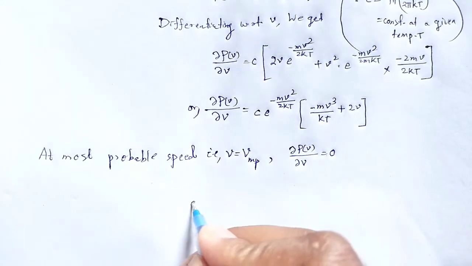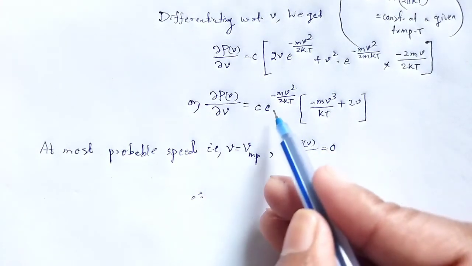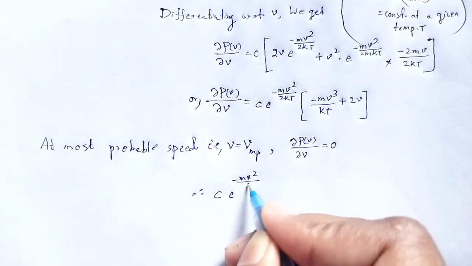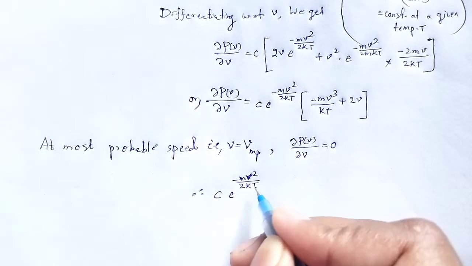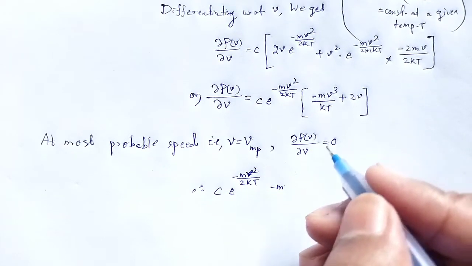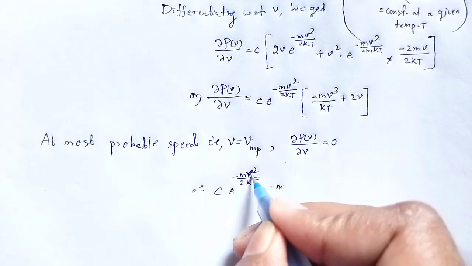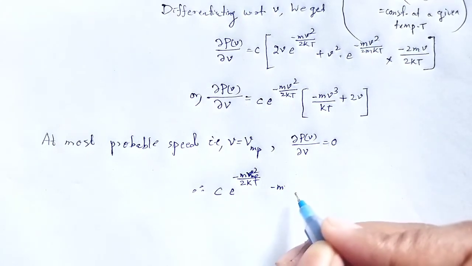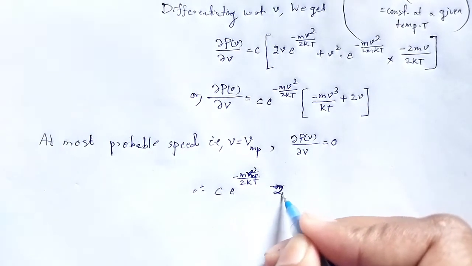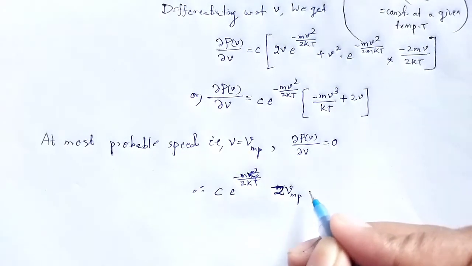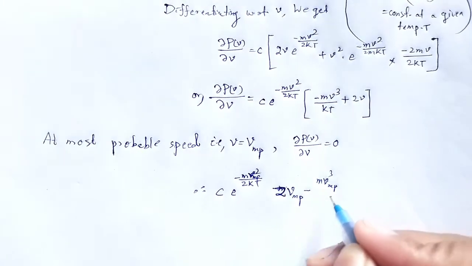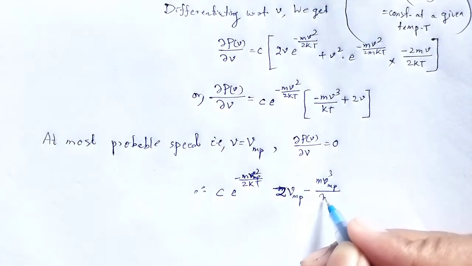Therefore that term will be 0. So we write C e to the power minus mv square divided by 2kT times (2 v most probable minus m v cube of most probable divided by kT).